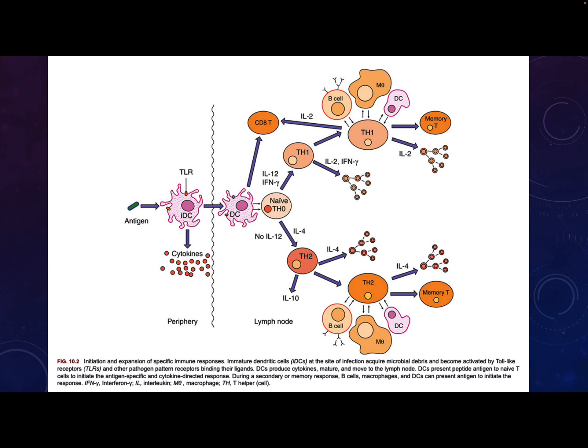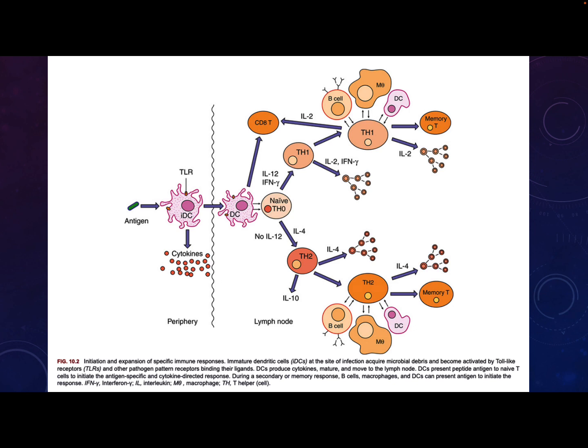Okay, and so here what they're showing is an antigen that is being internalized by a dendritic cell. Dendritic means immature dendritic cell. It hasn't eaten anything yet. It recognizes this antigen through toll-like receptors or other pattern recognition receptors. And when it does, it will start to release cytokines that will recruit other cells to the area. And as this is occurring, the dendritic cell matures.